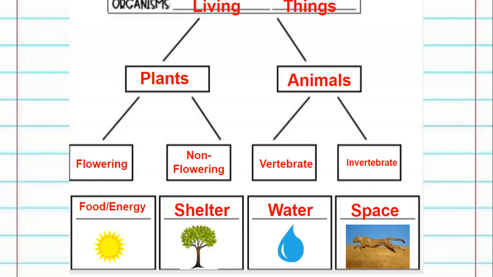So here's the entire web that I mentioned earlier. Organisms are living things, all living things. In 4th grade, we're going to break them down into plants and animals. And then more than that, plants are broken down into flowering and non-flowering. We're going to focus on that in a few days. Animals are broken down into vertebrates and invertebrates. We're going to focus on that in our next unit on animals. And then the 4 things that animals need: food and energy, shelter, water, and space.